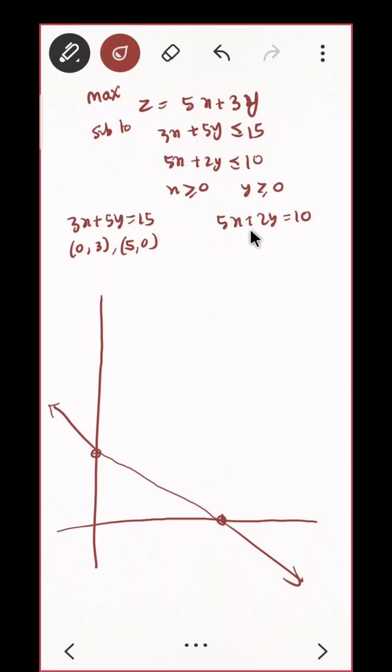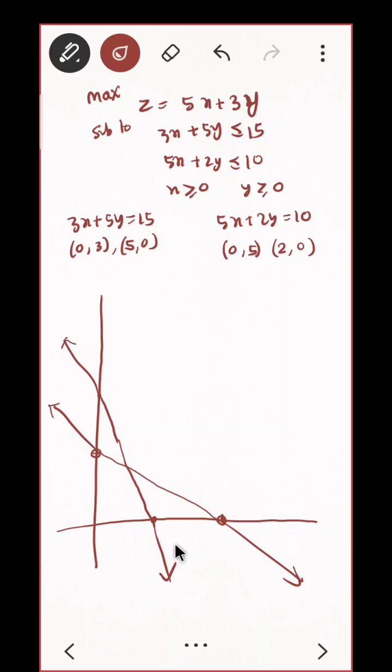What about this one? When you put x equal to 0, what will be your y? When you put y equal to 0, what will be your x? If you put x equal to 0, y will be 5. If you put y equal to 0, x will be 2. So it will be 2 comma 0 somewhere here, 2 will be there, and 5 here. Correct? Is that clear?